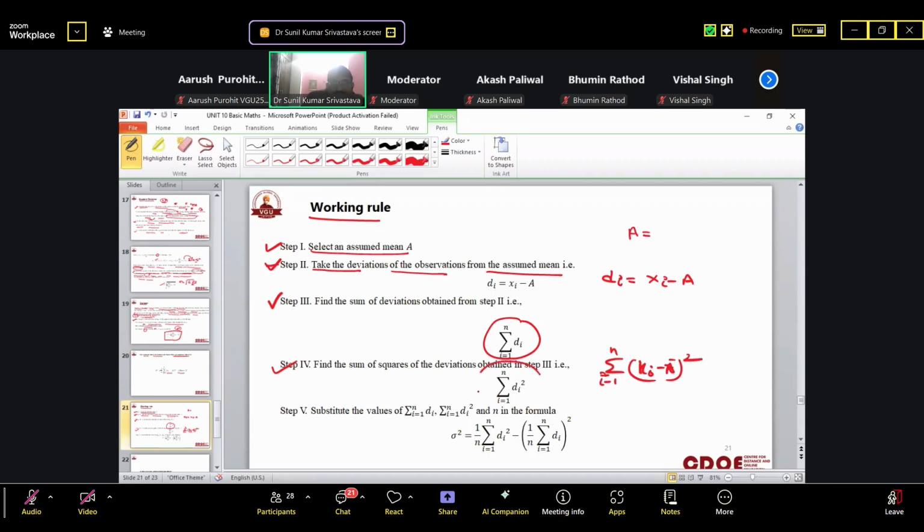We have to take this sum from all of this. And finally, we put the values in the given formula, that is 1 by n summation of division square minus the square of the mean. That formula gives the mean square. So these values we obtained by the formula written above.